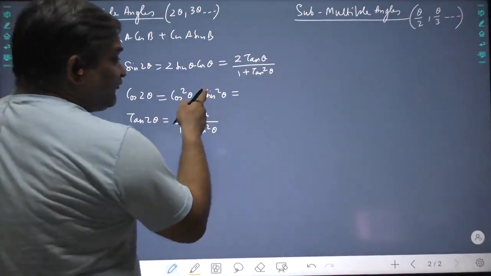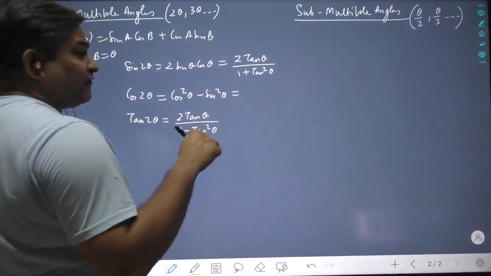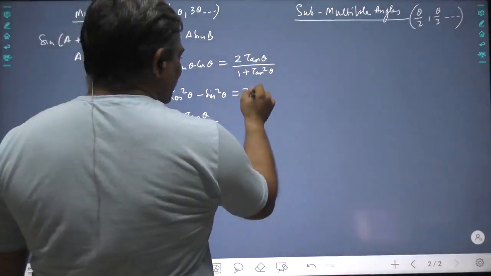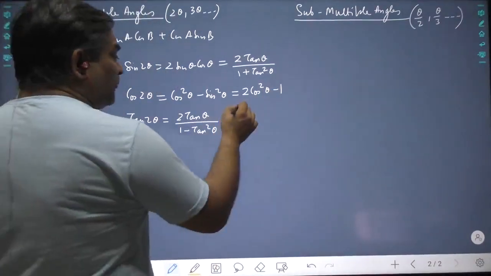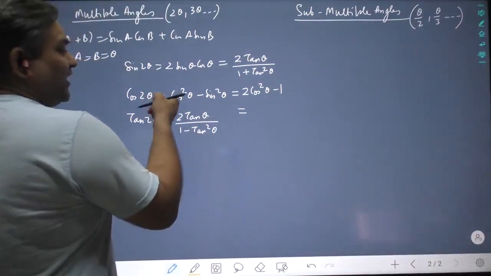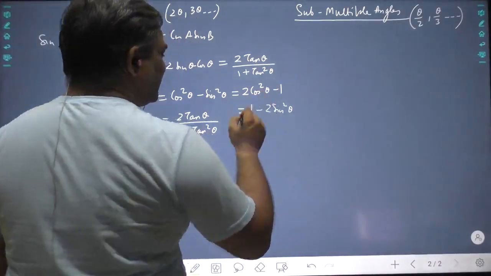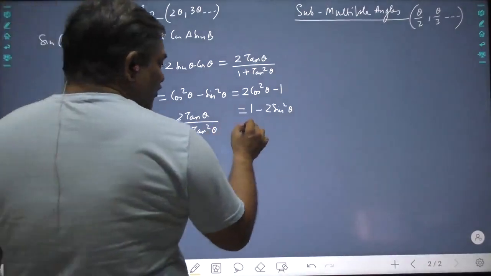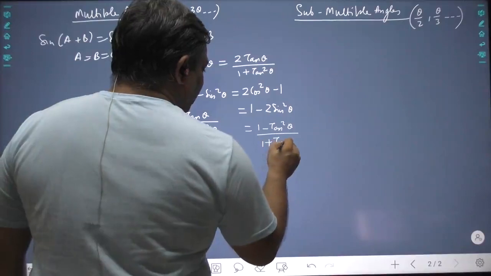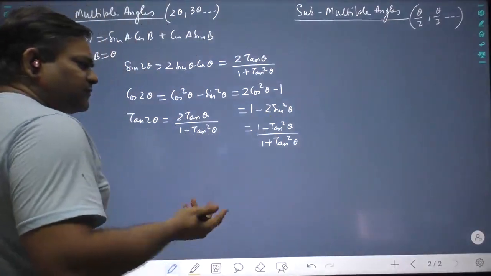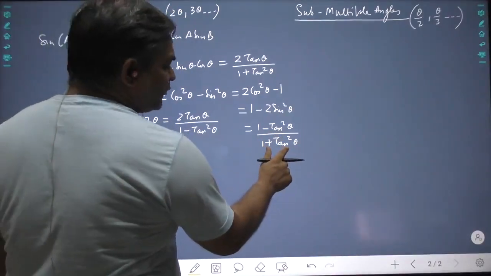Now see, and listen, if you put sin square theta as 1 minus cos square theta, you get 2 cos square theta minus 1. If you put cos square theta as 1 minus sin square theta, you get 1 minus 2 sin square theta. Also this is equal to (1 minus tan square theta) upon (1 plus tan square theta). Easy to see. 1 plus tan square theta will become sec square theta.